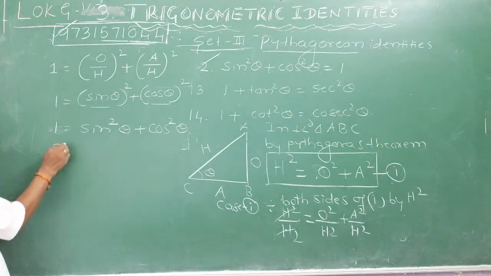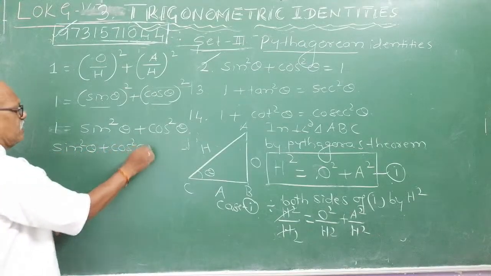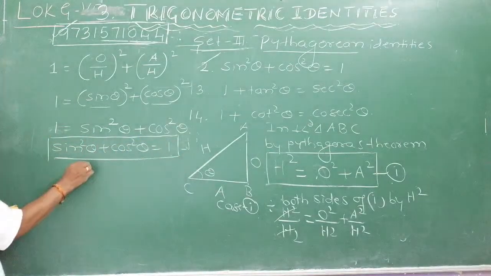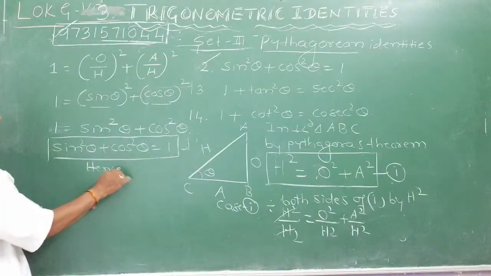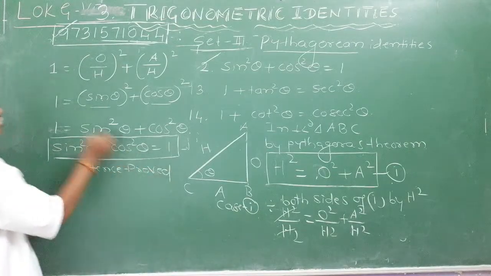Thus the first identity is proved. Sine square theta plus cos square theta is equal to 1. Put a box, hence proved. First identity hence proved. You will be asked for 2 marks.